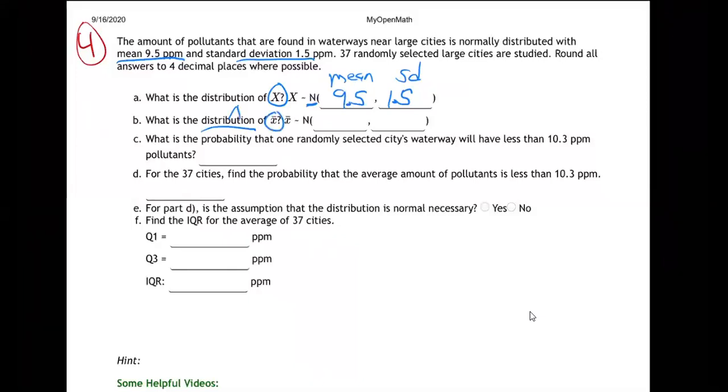Now, when they put the bar, they're talking average down here. Distribution of X bar, that's average. So it's going to have the same mean, but the standard deviation is 1.5 divided by the square root of n. And what's n? 37, right? There's my n. 37. So it changes the spread, right? When you talk about averages, then you have less spread.